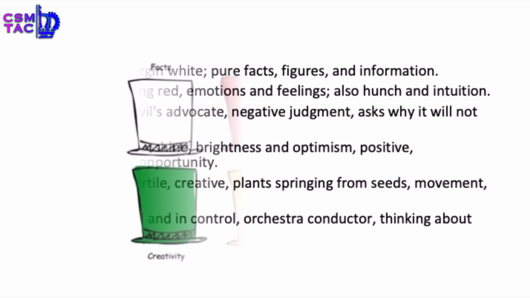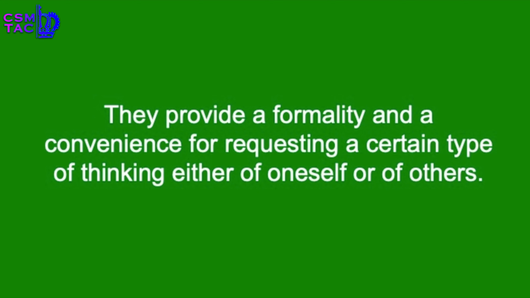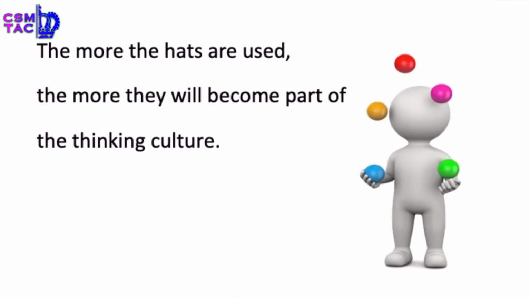The jargon of the 6 thinking hats serves a very useful purpose. It is the very artificiality of the hats which is their greatest value. They provide a formality and a convenience for requesting a certain type of thinking, either of oneself or of others. They establish rules for the game of thinking. Anyone playing the game will be aware of these rules. The more the hats are used, the more they will become part of the thinking culture.